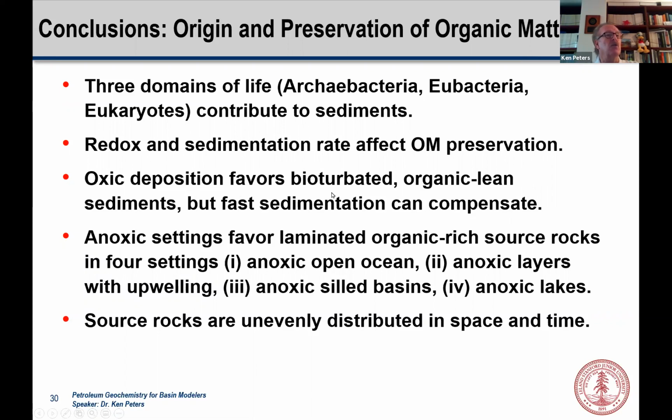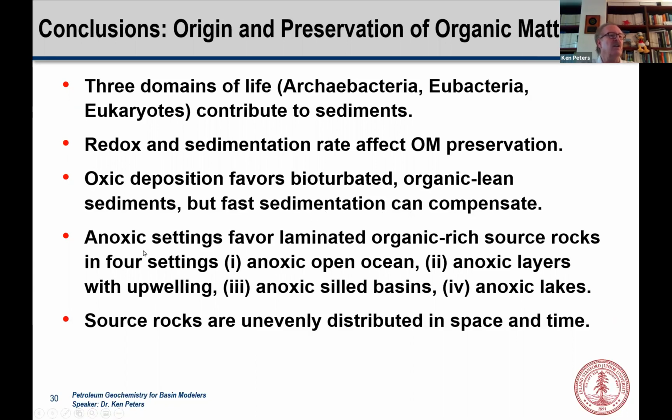Oxic deposition favors bioturbated organic lean sediments. So you're looking for mud rocks, generally fine-grained rocks that were deposited under anoxic conditions. Some rocks that were deposited rapidly in deltaic settings can compensate for oxidation of the organic matter by getting that organic matter out of the oxic zone rapidly. But typical deltaic sediments usually don't exceed more than about 4 to even 5% TOC. Again, the Agbada formation in the Niger Delta is no more than 4 or 5% TOC, dominantly terrigenous organic matter, of course.